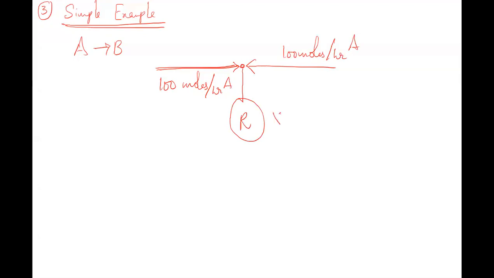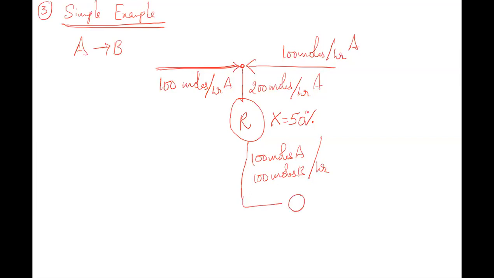Here my target is 50% conversion. After this, you have 200 moles per hour of A. Out of 200 moles, let's say 100 moles are converted. What is left at the end of the reactor is 100 moles of A and 100 moles of B per hour. Take a simple flow sheet. Let's assume that you are cooling this, and then you have a mass transfer column where you are separating it out.